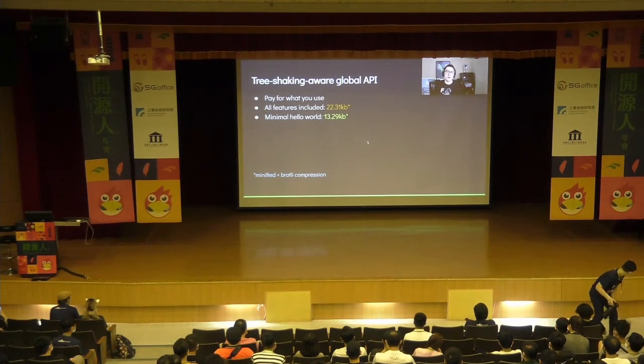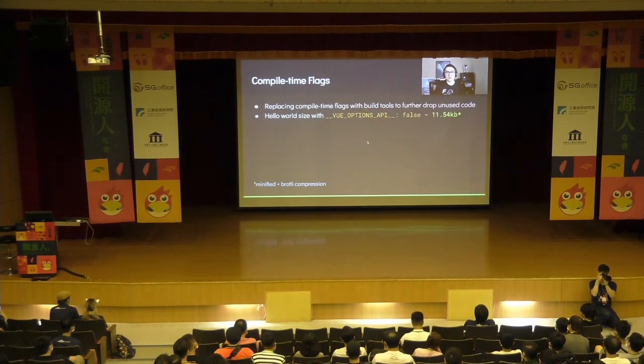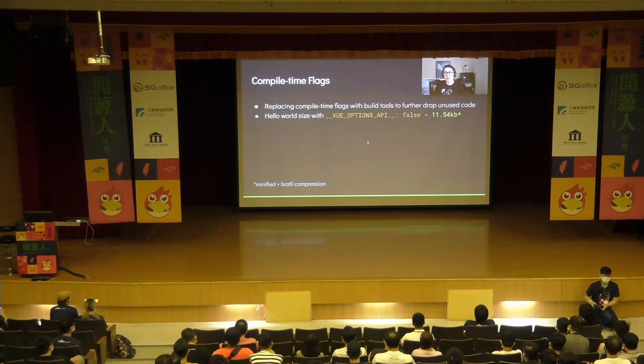So after tree shaking, the minimal hello world app in Vue 3 will clock in at around 13 KB with minification and compression. We also have something called compile time flags that allows you to further customize your build. So, for example, you can turn the Vue options API flag to false, which will drop the options API support so that you only use composition API. And the benefit of that is you'll shave off another around 2 KB of your final bundle. Now this is pretty lean now, right? Some of you may know frameworks like Svelte. It can generate even smaller runtime size for hello world apps.